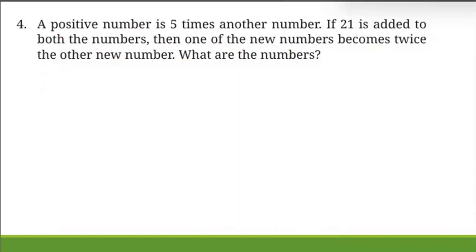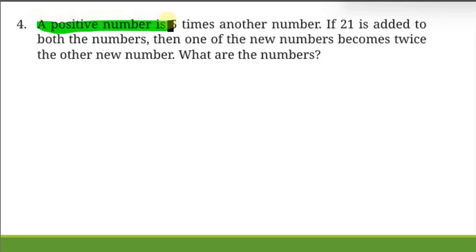The question says that a positive number is 5 times another number. If 21 is added to both the numbers, then one of the new numbers becomes twice the other new number. What are the numbers? Okay, so let us take the smaller number. See why we are taking smaller and larger numbers.